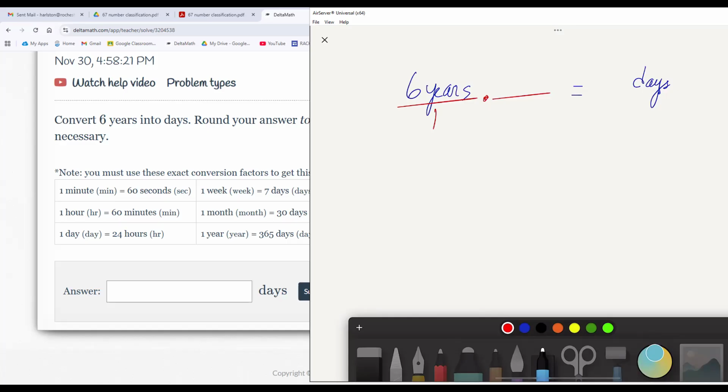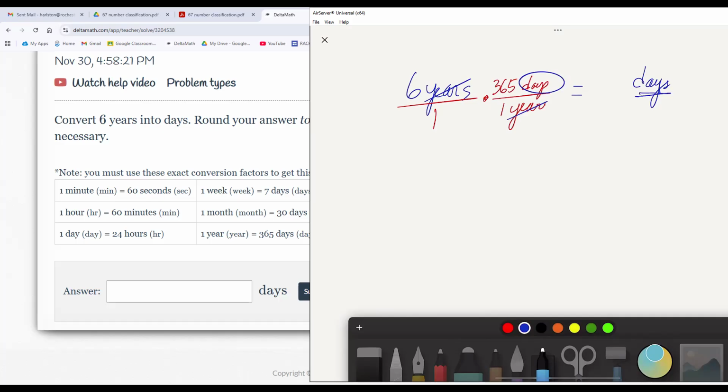Well, remember, if the unit is in the denominator and the numerator, then we can cancel them out. So we're going to make sure that we have years down here. So 1 year is equal to 365 days. This is how I know that this is the right way to go, because the years are going to cancel out, and then the only unit that we're going to have left is days, which is what we want.